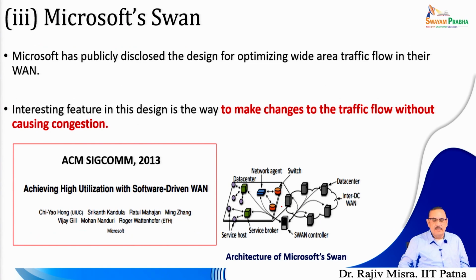Let us see Microsoft's SWAN view. Microsoft has publicly disclosed the design of optimizing wide area traffic flow in their wide area network. The interesting feature is to make changes to the traffic flow without causing congestion. Here we can see the architecture of Microsoft SWAN, which was published in ACM SIGCOMM as a paper, achieving high utilization with a software defined wide area network.